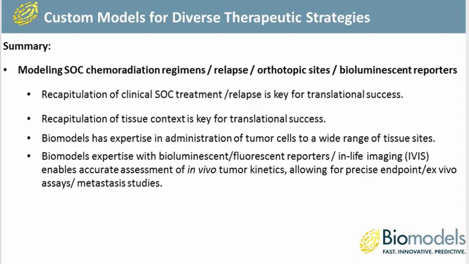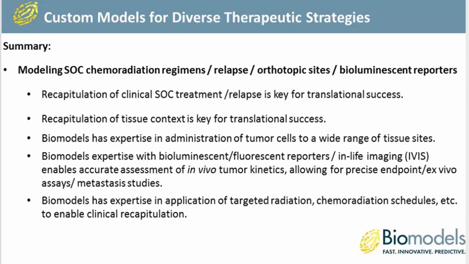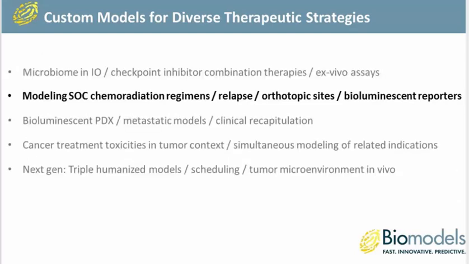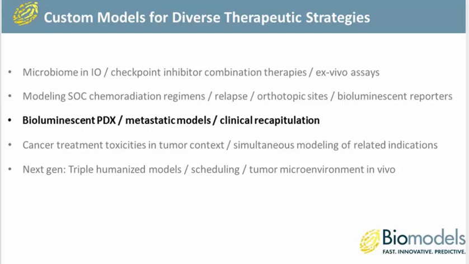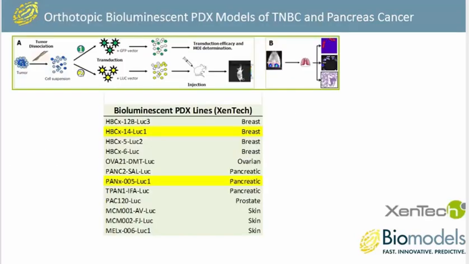Using in-life imaging enables accurate assessment of in vivo tumor kinetics and allows for precise endpoint ex vivo assays, and also for metastasis studies, which I'll touch on in the next section for a minute. Biomodels has expertise in application of targeted radiation, chemoradiation schedules, et cetera, to enable clinical recapitulation. And I talked a bit about survival studies versus scheduled endpoint studies. So next, we're going to quickly move to our bioluminescent PDX, focusing on metastatic models and more clinical recapitulation.